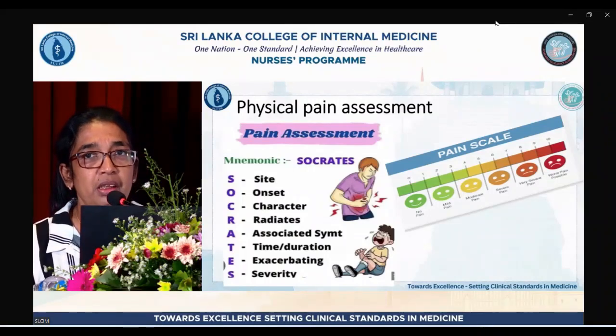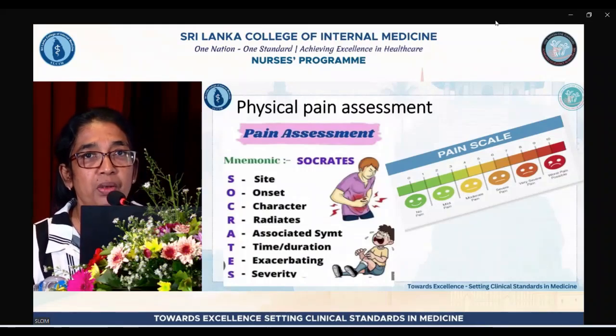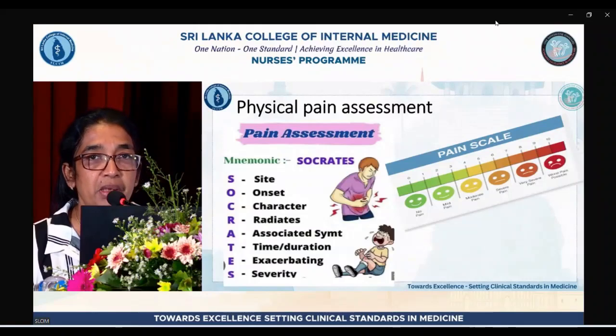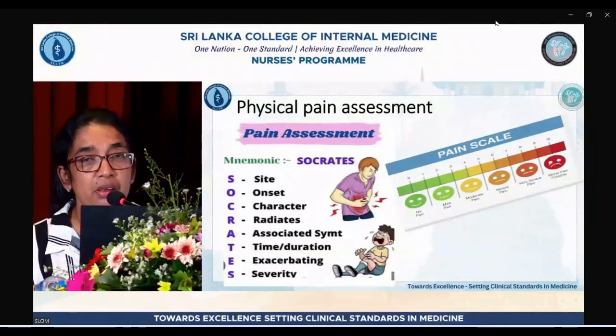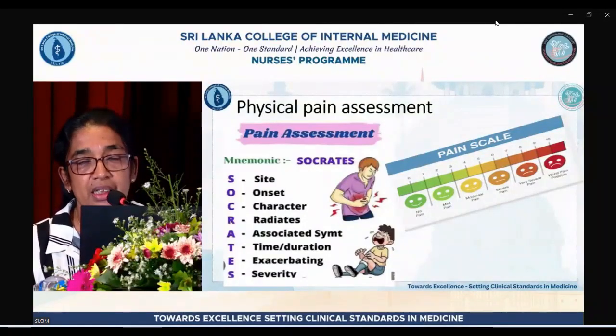And duration is important, especially in chronic pain conditions. Anyway, duration sometimes will help to give the diagnosis as well. And exacerbating factors and severity are very important to decide on treatment. So severity, just saying mild, moderate, severe, it is important to say on a scale, because it is more objective rather than subjective.